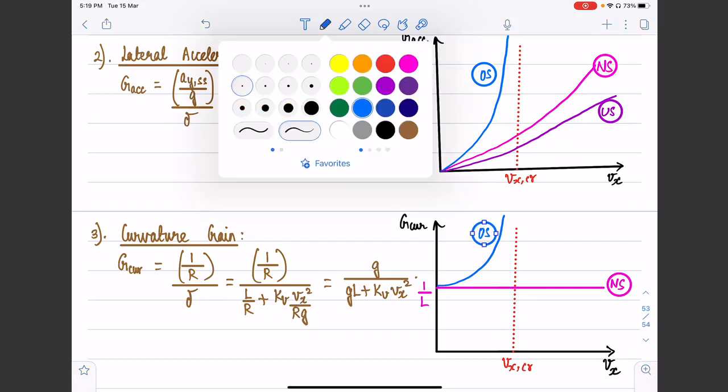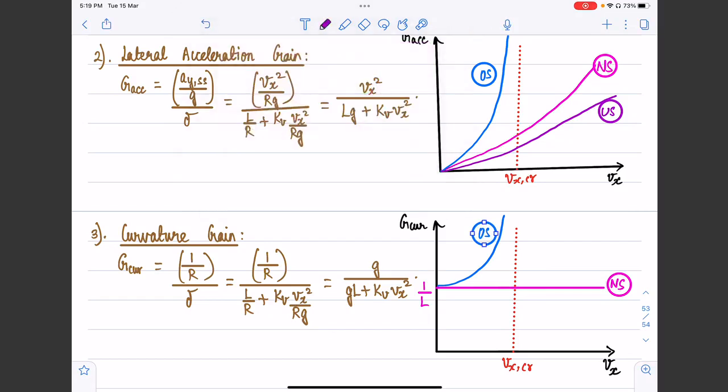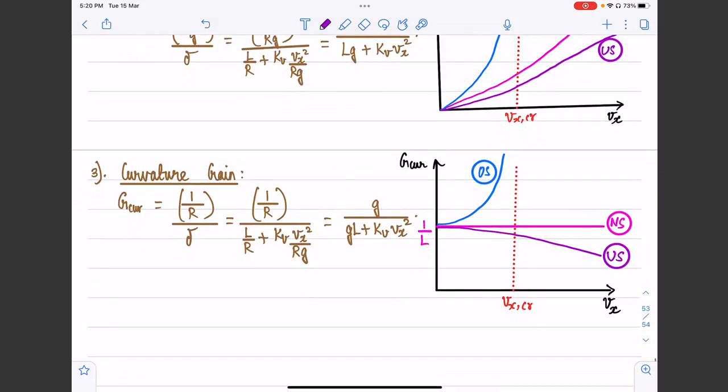And for neutral steer, as we already have seen, and for understeer, as we already have seen, it's going to be sluggish. So essentially, it's going to go something like this. Okay, so this is going to be the case for understeer. So these are the three gains that essentially characterize the response of oversteer, neutral steer, and understeer conditions, right? So that's something which we need to remember.